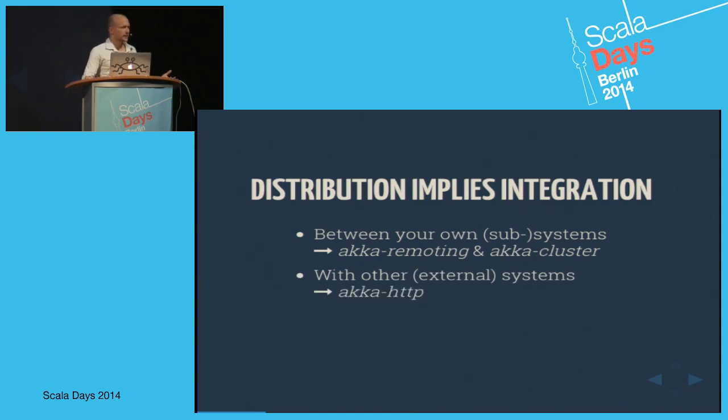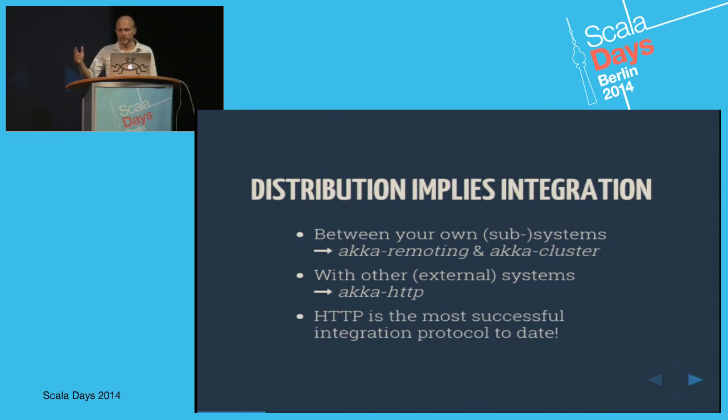And that's what akka-HTTP is, right? If you want to talk to other systems that you may not have under control, then akka-HTTP will help you, hopefully, because HTTP is the most successful integration protocol to date. It might not be perfect, but it is the most successful. Any library, any language, any platform, anything will be able to talk HTTP more or less. So being able to give your application an HTTP-based API is crucial, and that's why akka-HTTP comes into play to make it easy for you.